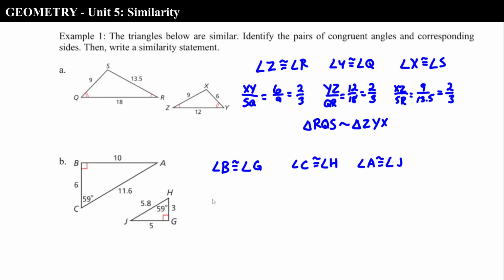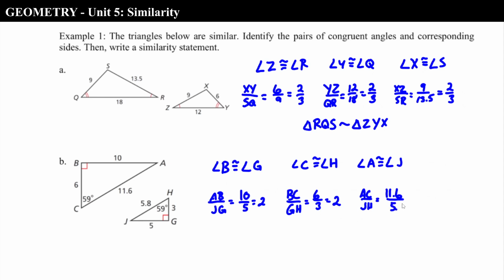So now let's compare the sides. We're going to start with AB to JG. That ratio is 10 over 5, which is 2. Then BC to GH. That ratio is 6 to 3, which is also 2. And then AC to JH, that's 11.6 over 5.8.